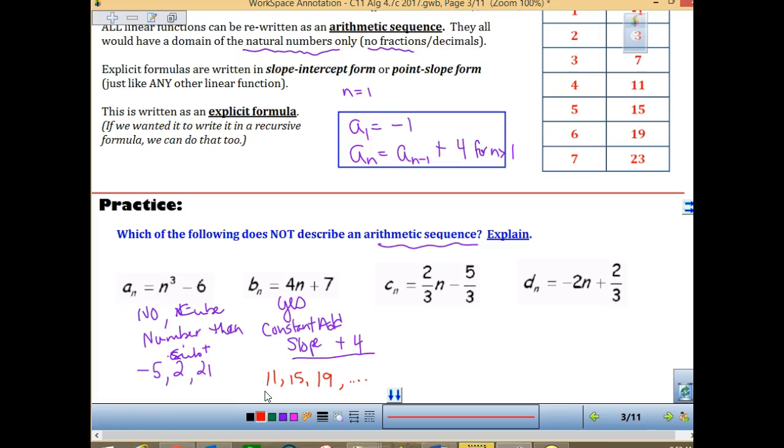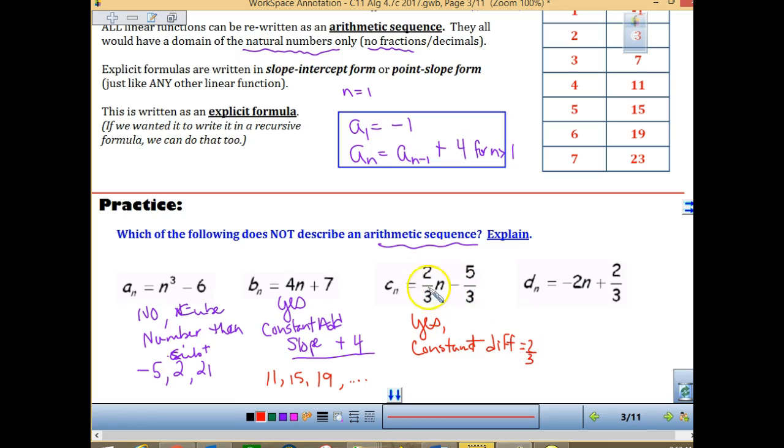c sub n equals 2/3 n minus 5/3. Yes, no? Yes. Why? n is to the first power. What is our constant difference? So is this one arithmetic? Yes. What is our constant difference? 2/3. Our constant difference, the one we've been talking about, in this case is 2/3.